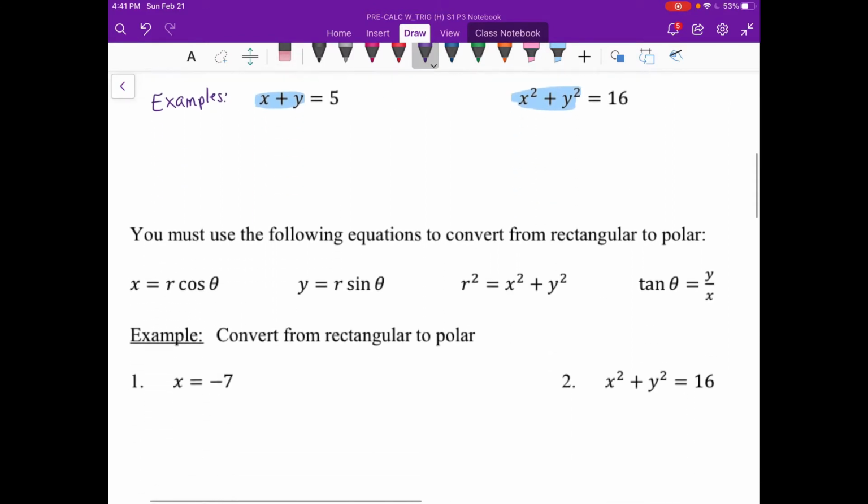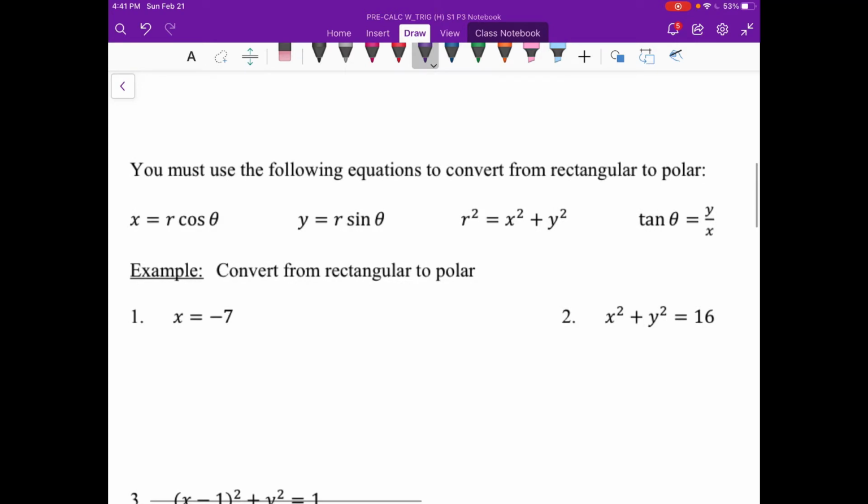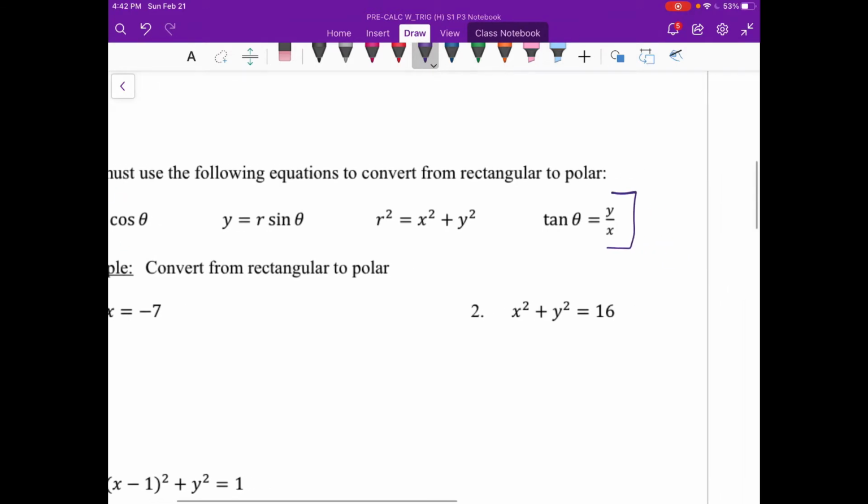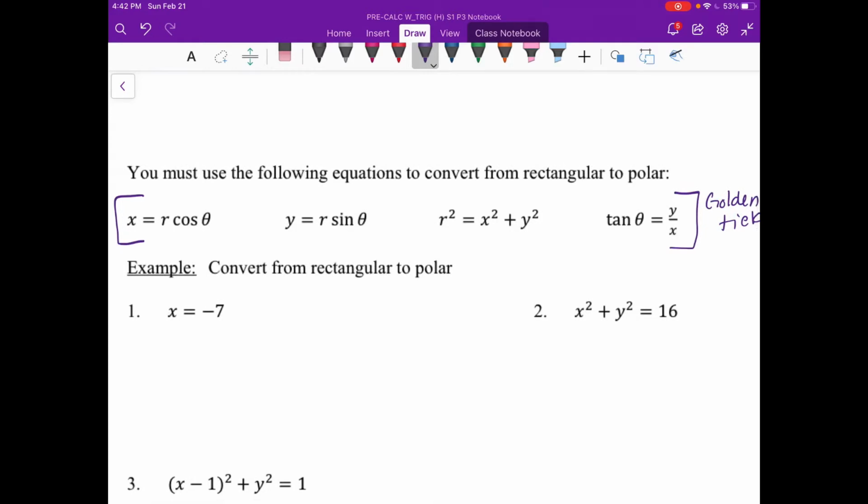So you are going to need to go between these two forms. Thankfully, these are some important things to help you out. And these are found in your golden ticket, okay? So you do not need to memorize these, but you need to be able to identify them so that you can go back and forth between forms.